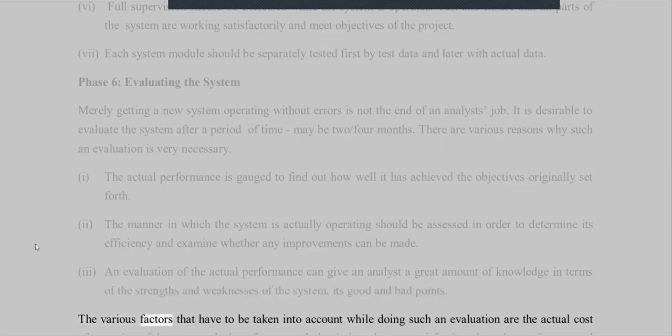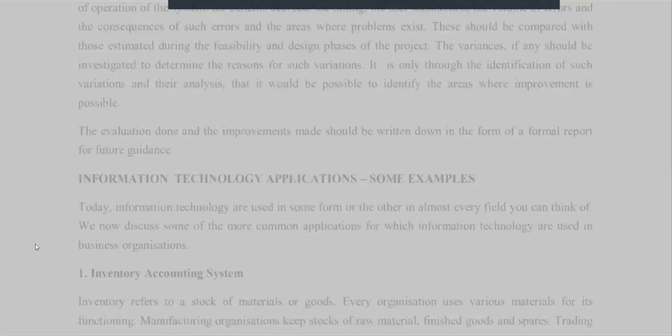The various factors that have to be taken into account while doing such an evaluation are the actual cost of operation of the system, the benefits accrued, the timing, the user satisfaction, the volume of errors and the consequences of such errors, and the areas where problems exist. These should be compared with those estimated during the feasibility and design phases of the project.